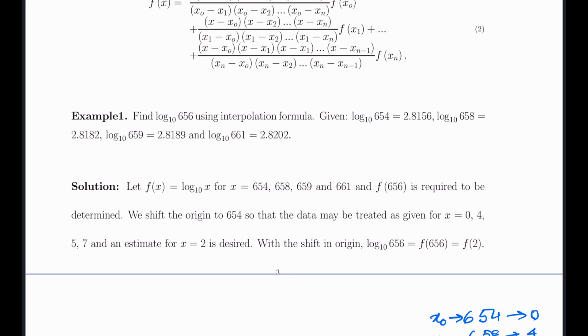So we have let f(x) equal to log10 x for x equal to 654, 658, 659, 661 and let f(656) be determined. So we shift the origin to 654. The minimum value of the argument is 654. This is the minimum value of argument, so I shift it to the origin. So this becomes 0. So when 654 becomes 0, then 658 becomes 4, isn't it?